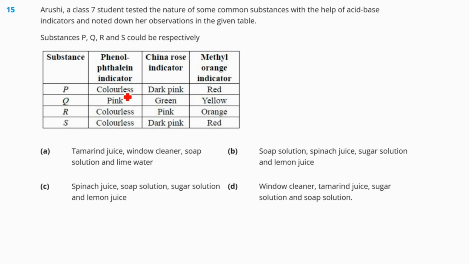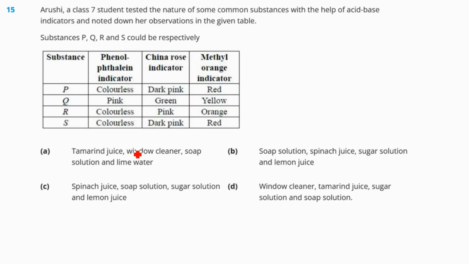so phenolphthalein remains colorless in cases of neutral and in cases of acidic, right? China rose turns dark pink in cases of acids, okay? And methyl orange becomes red in cases of acid and yellow in cases of bases. So let's see the options. P is turmeric juice, window cleaner, soap solution and lime.